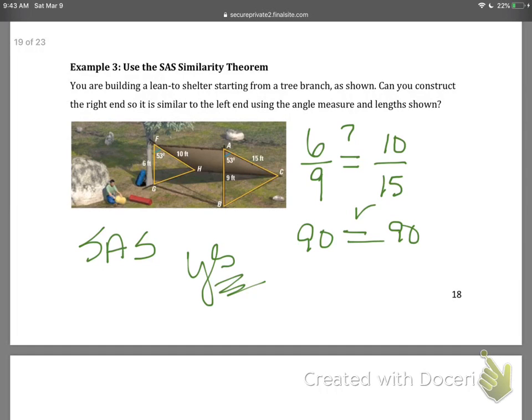Okay, so are there any others? Yep, there's 2 more practice problems. So let's do those on the next page.